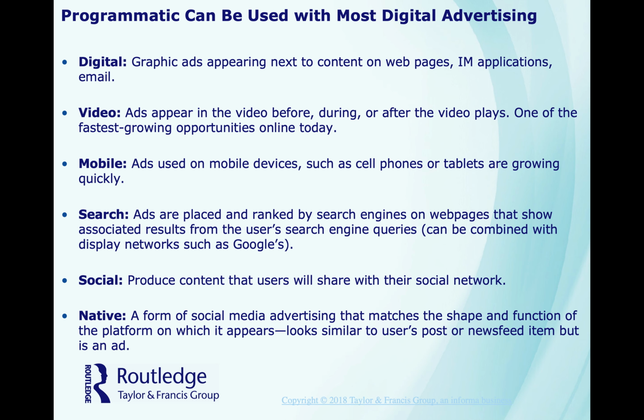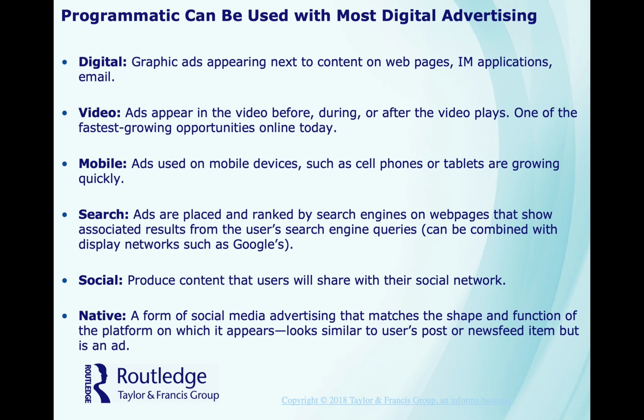So digital, like graphic ads that appear on the content of web pages, like an IM application or email. Video, ads that appear in video during or after the video plays. Mobile, ads that can be used on mobile devices like a cell phone or a tablet. Search, ads placed and ranked on search engines on web pages that show associated results from the searcher's query. And social advertisements produce content that users will share with their social network.